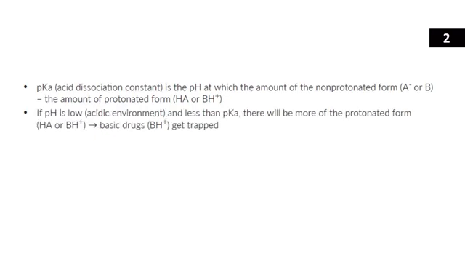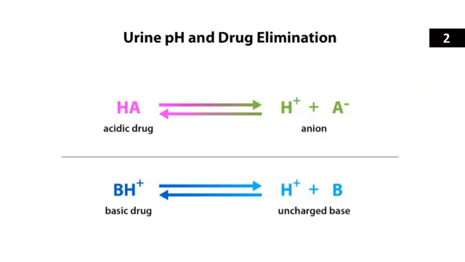The second bullet says, if the pH is low in an acidic environment, and more importantly, if the pH is less than the pKa for that substance, there will be more of the protonated form. When the pH is at the pKa value, the protonated and non-protonated forms are equal. But when the pH is lower than the pKa, the low pH means more acid, and there are more protons around, and those protons are going to bind to the anion and help tip the scale toward the protonated form. So this means that when the urine pH is low, if you have acidic urine, both acidic drugs and basic drugs are shifted toward the protonated form over here on the left.